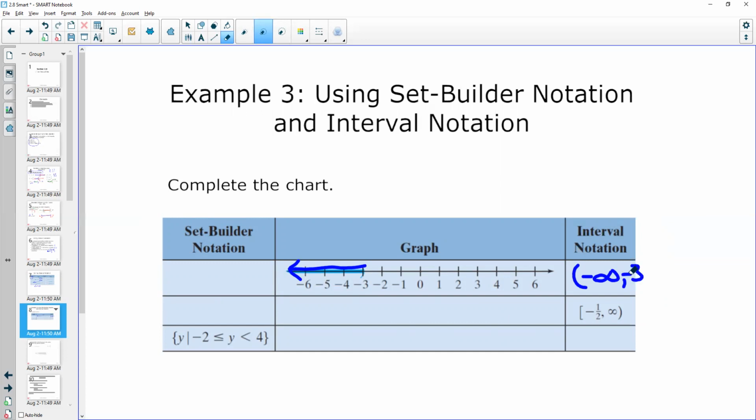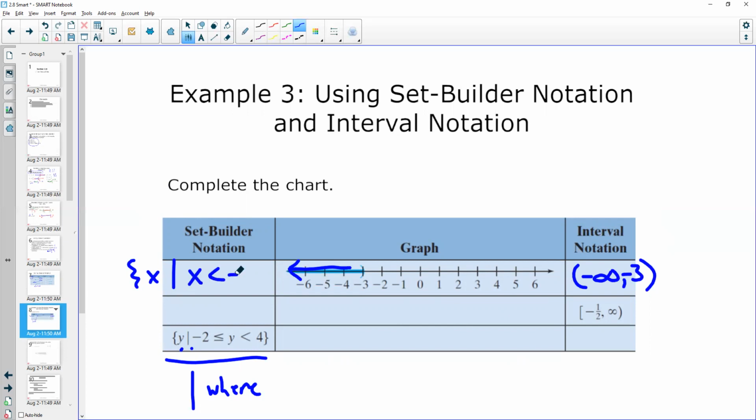I can't see it because I drew over it. It's got a parenthesis, so that's what I'm going to use there. That's it. When we make set builder notation, the way you read this, it says y, where, so that big line says where, and then the inequality. So for the one we're going to do right here, set builder is x, where x is less than -3.